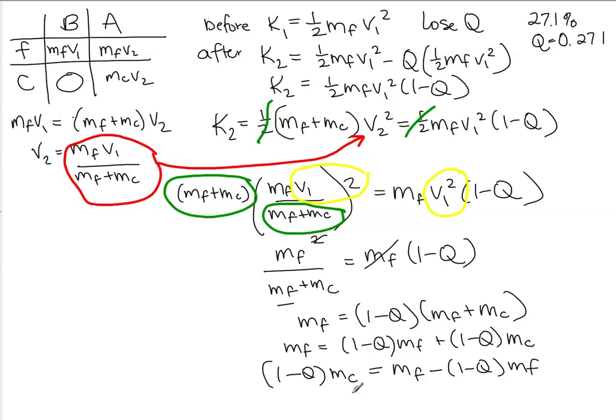And I think when you mush that around a little bit, you find out that the mass of the caboose is equal to q times mass of the freight car divided by 1 minus q. And remember, q is just this percentage thing converted to decimal.